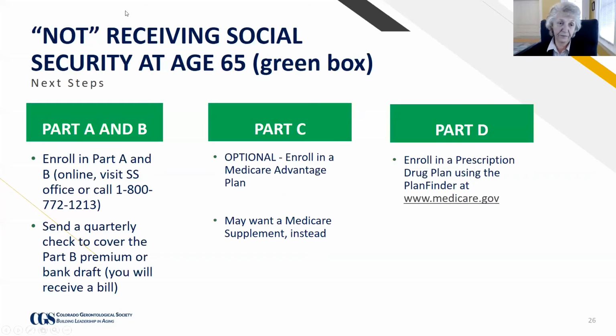If you're not receiving Social Security and you're age 65 and you put yourself in the green box, then you will need to go online, visit a Social Security office, or call Medicare or call Social Security at 1-800-772-1213, open up a My Social Security account and enroll in A and B. You will also need to send a quarterly check to cover the premiums, or you can have a bank draft. You have the option to enroll in a Medicare Part C or a Medicare supplement, and you will want to enroll in a Part D.